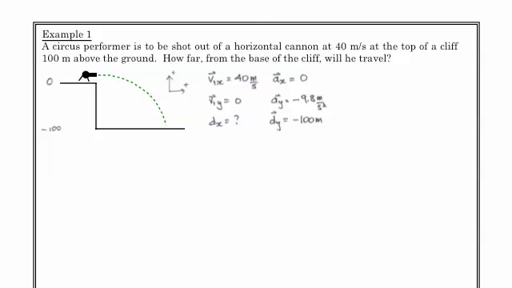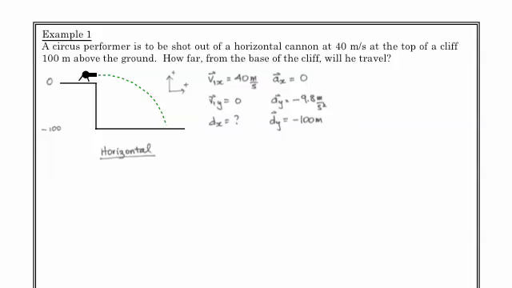What do we know about displacements? Well, the displacement in x is what we're trying to find, because we're trying to find how far in the x direction from the base of the cliff the circus performer will land. But we do know the displacement in y, because we're talking about him landing, so he's eventually going to hit the ground. And that's 100 meters below where we started. So our displacement in y is minus 100.